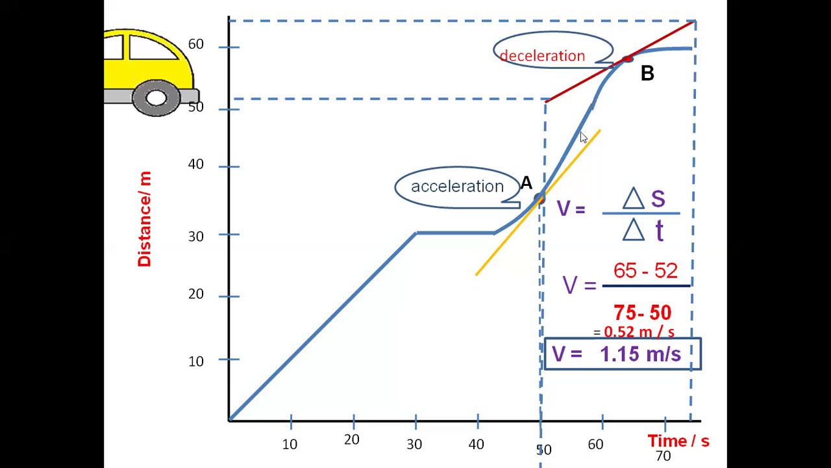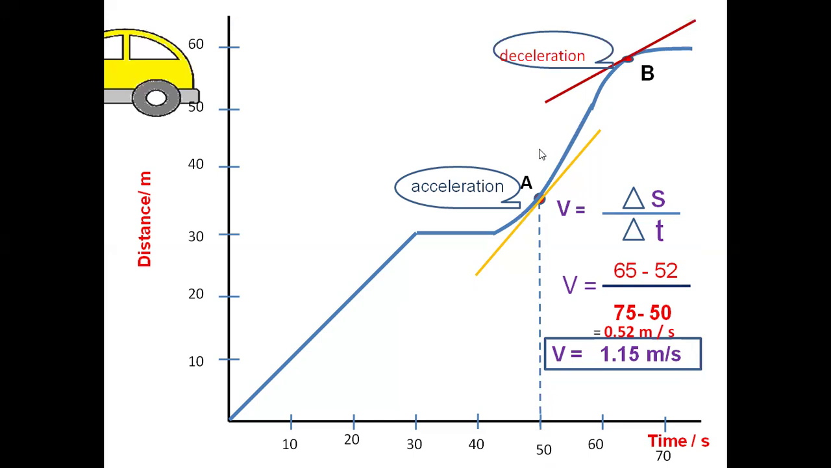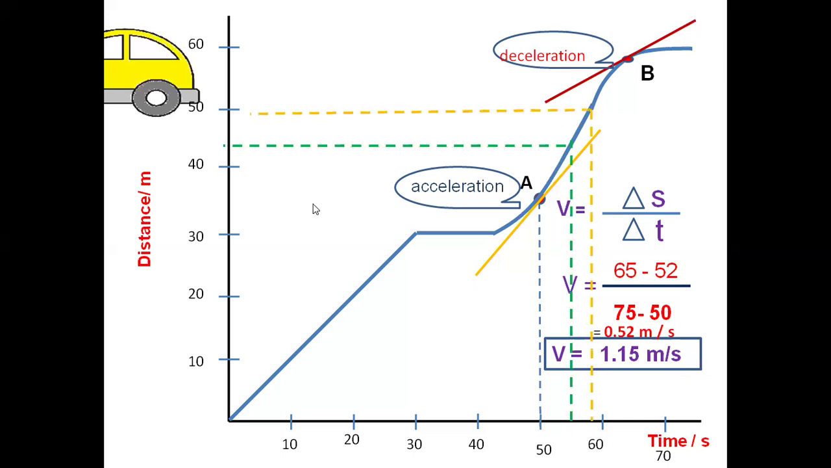Between A and B, there is a region where the line is straight, meaning the car was traveling at constant speed. So here, let us suppose a point between A and B, which is on the straight line portion. Say the time is 55 seconds. So we don't again take directly the corresponding value of distance, that is 43. 43 over 55 will not be the right way. Instead of it, we will have to take the gradient of that straight line portion.